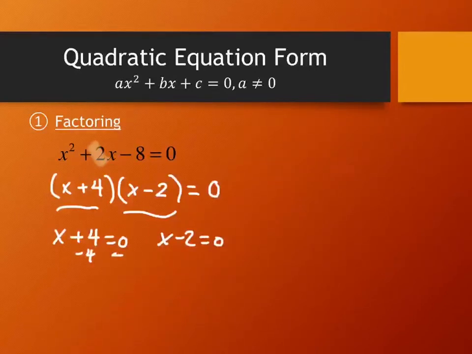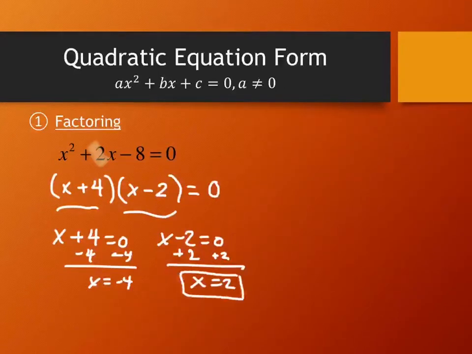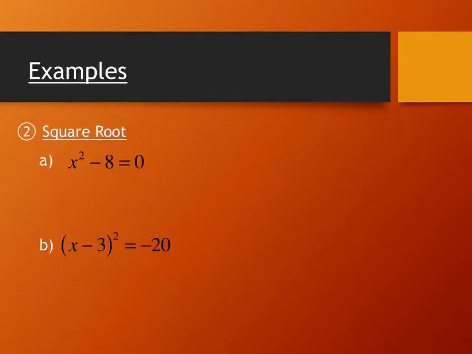So subtract 4 from both sides: x equals -4. And on the second one, add 2 to both sides: x equals 2. All right, so factoring is one way to solve a quadratic equation. We're going to look at a couple other ways to solve a quadratic equation.